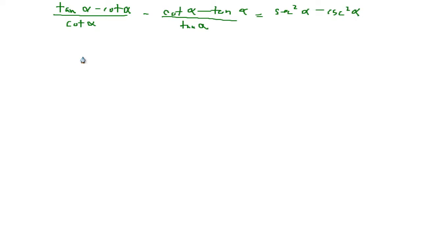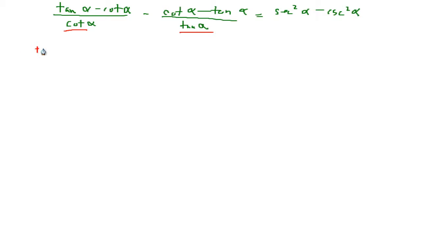Okay, we're doing some trig identities and we're trying to prove that the left side is equal to the right side. So let's start right away. The first step is I'm going to get the common denominator for my left side. So I'm going to multiply this side by tan and this side by cotangent. So let's get to work right away.